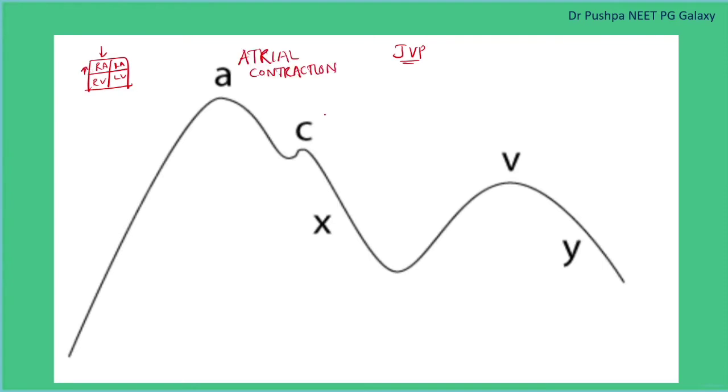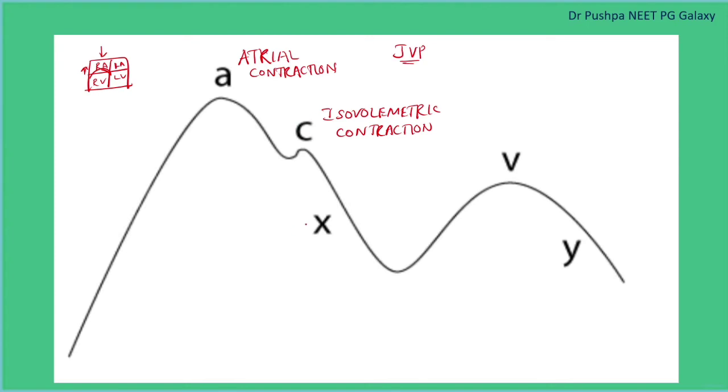This C wave is due to isovolumetric contraction. In this phase, there is bulging of the tricuspid valve into the right atrium. Because of this, there is an increase in right atrial pressure, which is seen as the C wave.